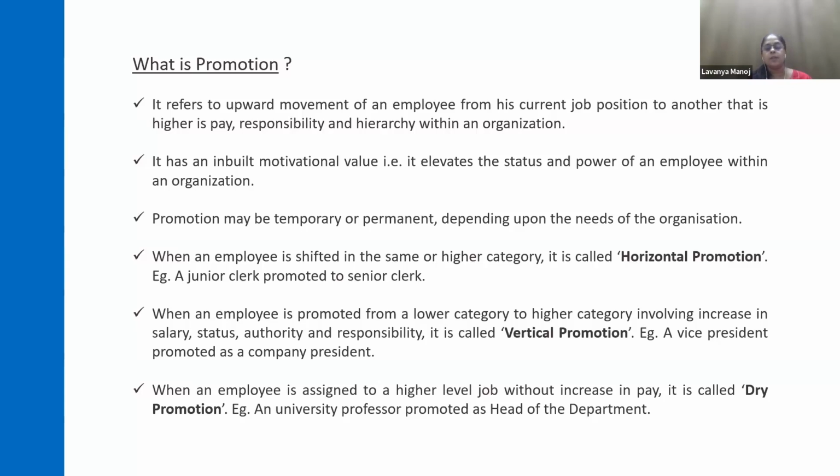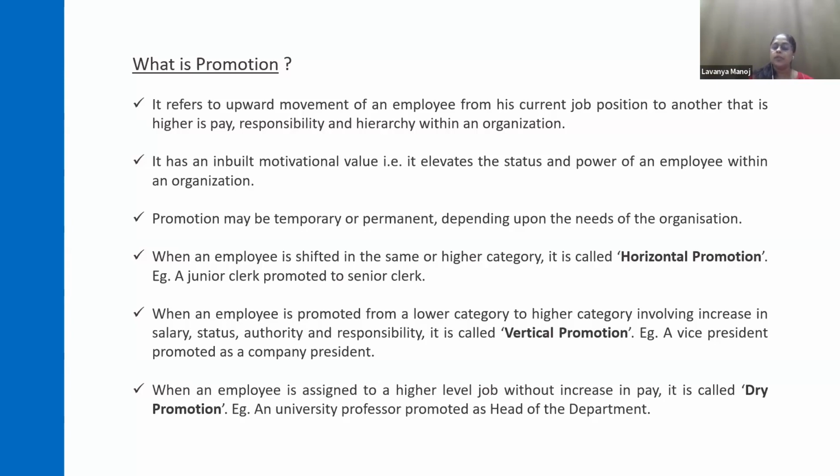And once the company is done with the interview process, whether it is within the organization or from outside of the organization, once they have chosen the right person for that position, this employee who has been recently promoted to that particular position can be moved back to his or her original position. So this may also happen in a few organizations.